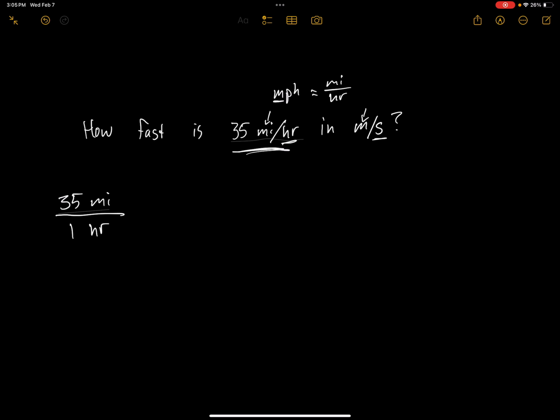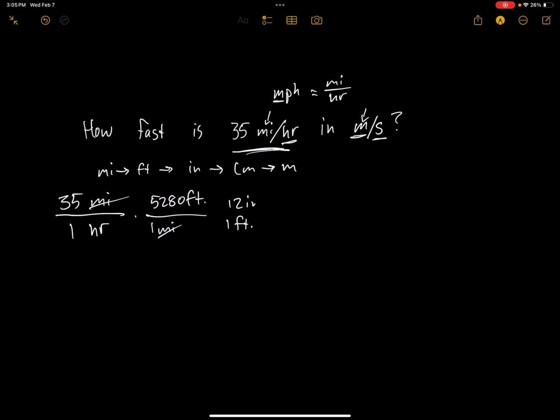We can deal with miles first, and we'll do it just like we did before. It'll be miles to feet to inches to centimeters to meters. And then we're going to stop right there because we just need it in meters. So let's do that part first. In 1 mile, I know that there are 5,280 feet. Those cancel. Then in 1 foot, I know that there are 12 inches.